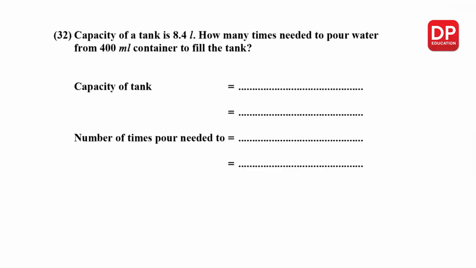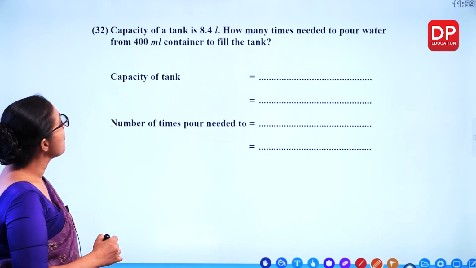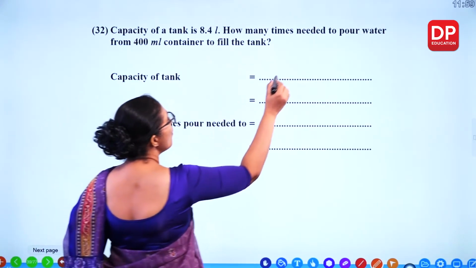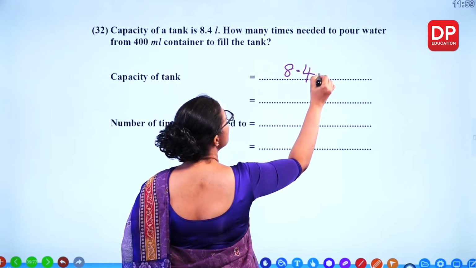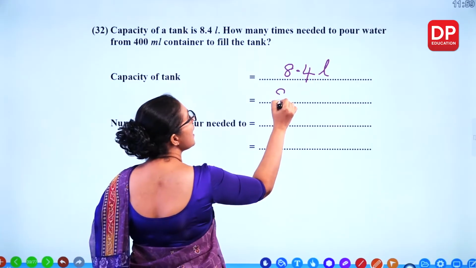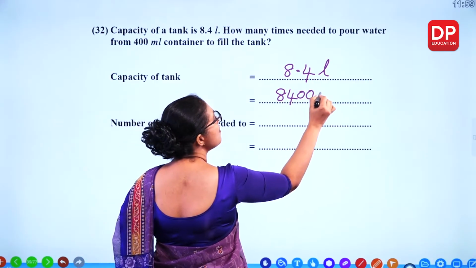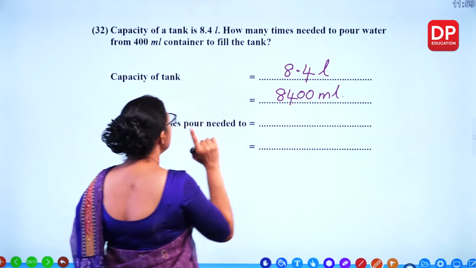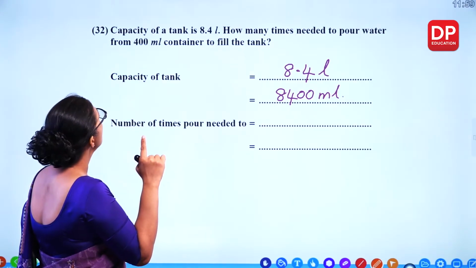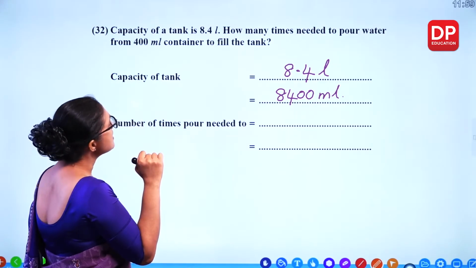Capacity of a tank is 8.4 liters. How many times needed to pour water from a 400 milliliter container to fill the tank? So what's the capacity of the tank? 8.4 liters. It's easy to convert to milliliters. Multiply by 1000. 8400 milliliters. Now you can find how many times we need to pour water with the 400 milliliter container.